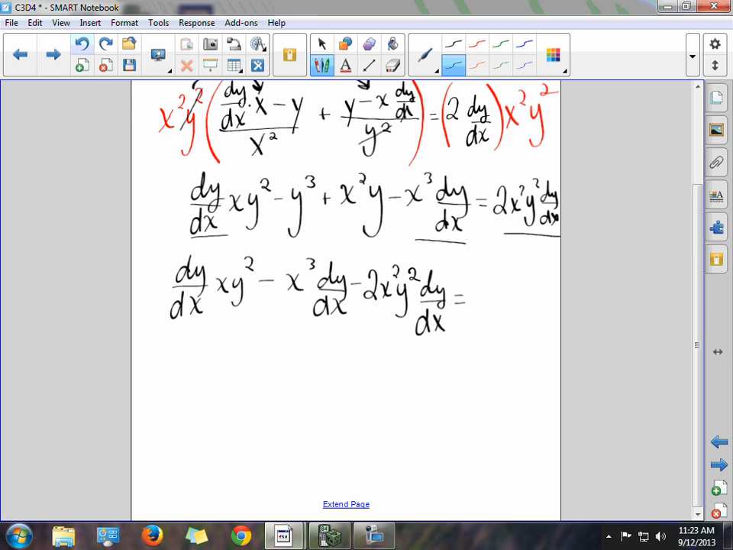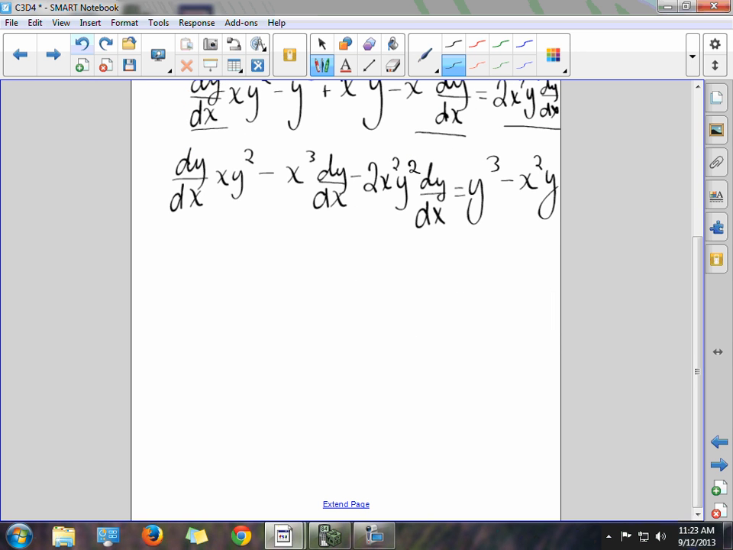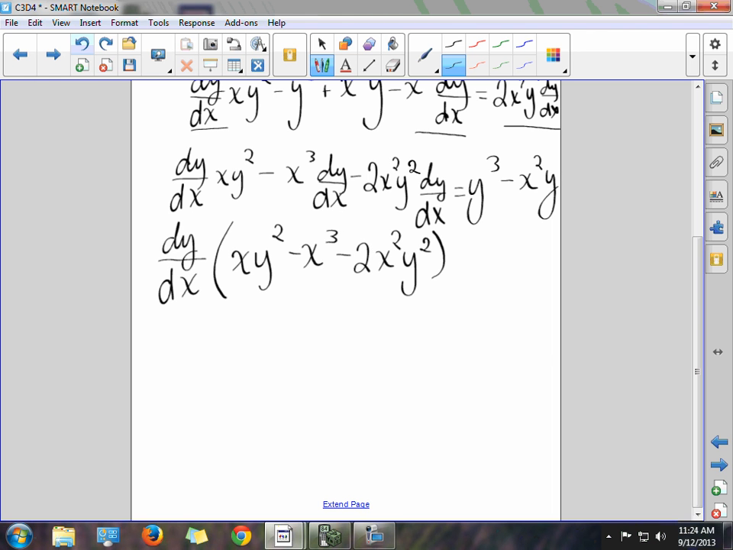And then it's going to be equal to, this is a negative y cubed, so that'll become positive, and then positive x squared y, so that'll become negative. All right, so now we factor out the dy dx. So this becomes dy dx times x y squared minus x cubed plus 2x squared y squared. Oh, that's nice. Is equal to 2y, no, sorry. Is equal to y cubed minus x squared y.